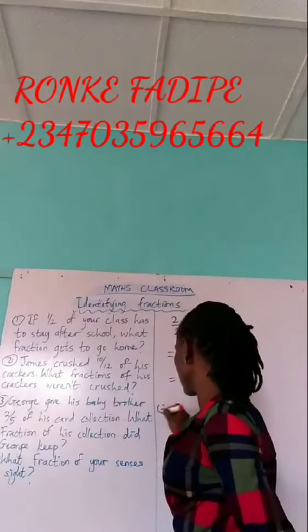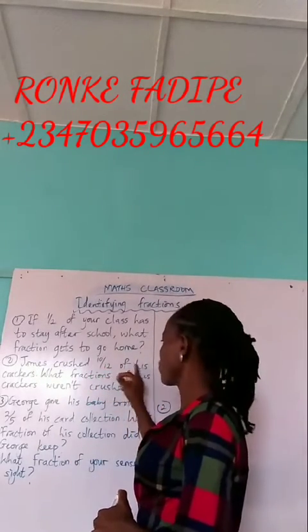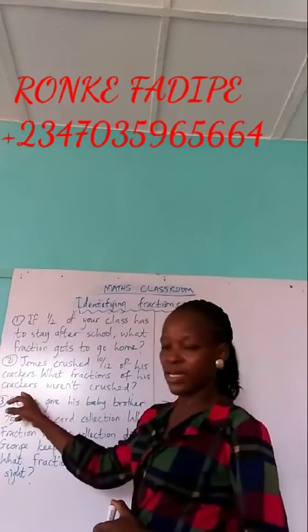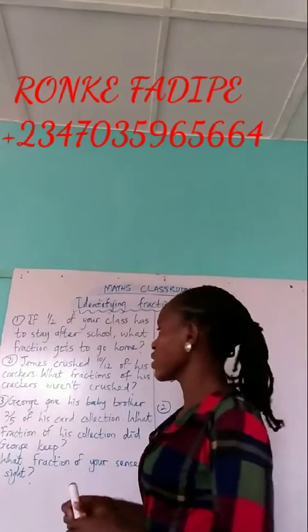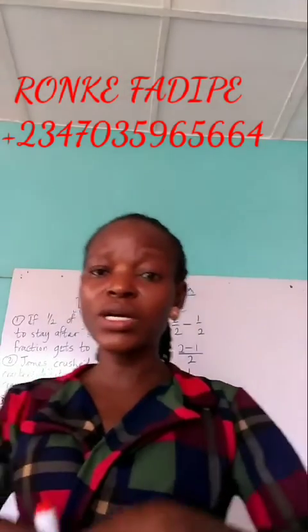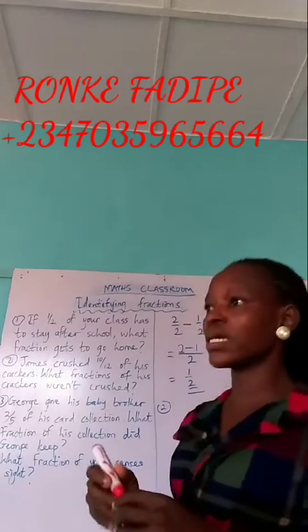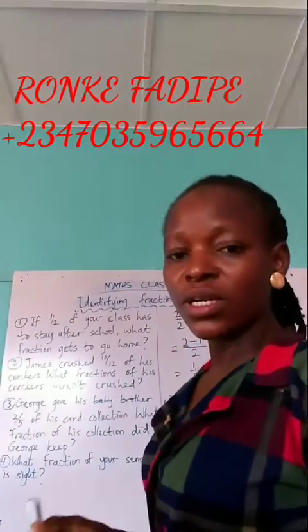Now let's go to number 2. James crushed 10/12 of his crackers. What fraction of his crackers was not crushed? So you don't know the number of crackers that James had. What you are going to do is just to look at the denominator. You look at the denominator, you use it to work it out.